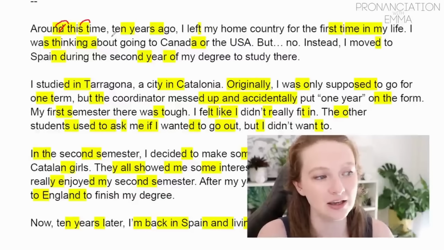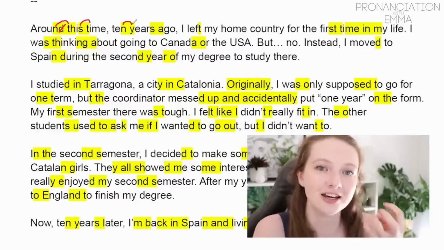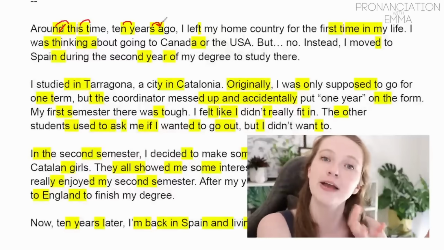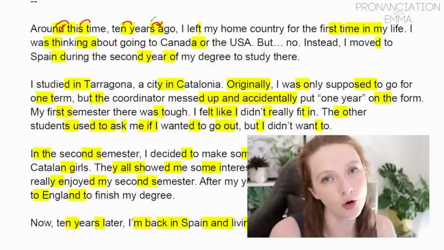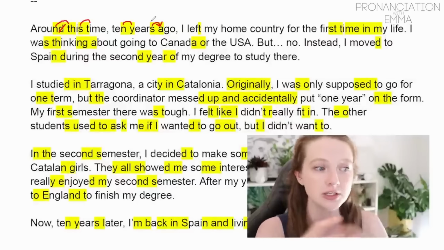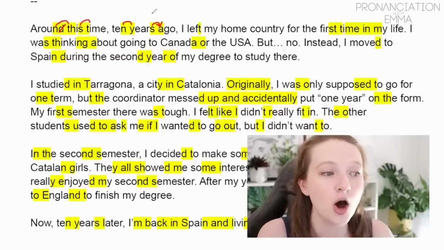10 years ago. So we've got that nice ny sound. 10 years ago. Years ago. We're going to take that final consonant sound and move it over to the start of the next word because it starts with a vowel. So all together here we have around this time 10 years ago. I left my home country.